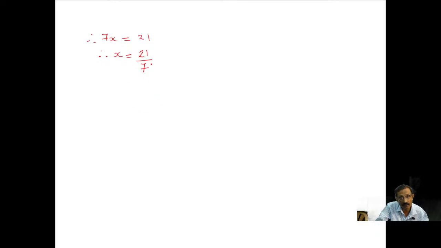Now, can I reduce it? 7 1s are 7, 7 3s are 21. Therefore, what do I get the value of x as? 3 upon 1 is 3. So, in this way, we saw how to use invertendo and how we solved for the value. Let's move on to the next one.